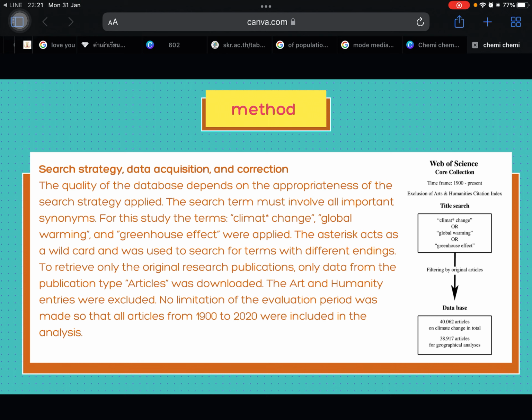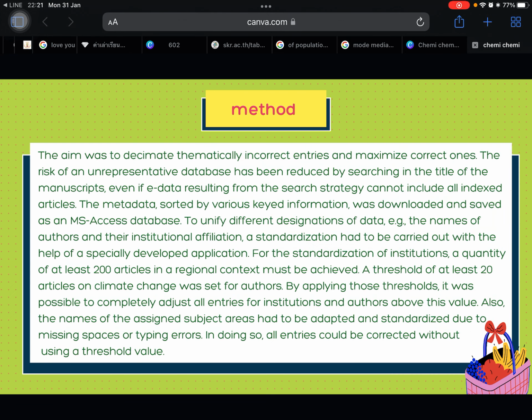No limitation of the evaluation period was made, so that all articles from 1900 to 2020 were included in the analysis. The aim was to decimate thematically incorrect entries and maximize correct ones. The risk of an unrepresentative database has been reduced by searching in the title of the manuscript, even if the data resulting from the search strategy cannot include all indexed articles.